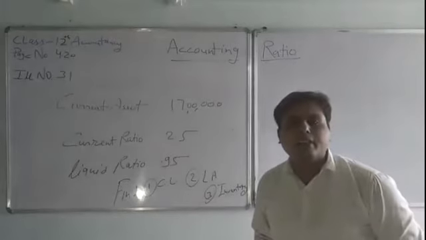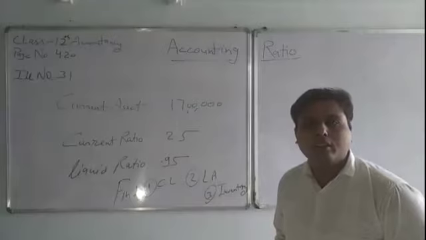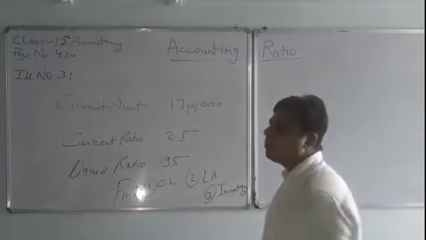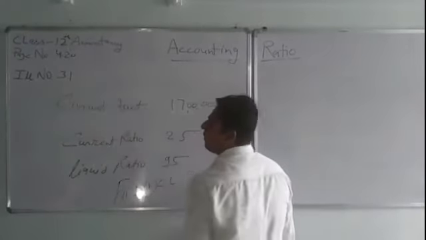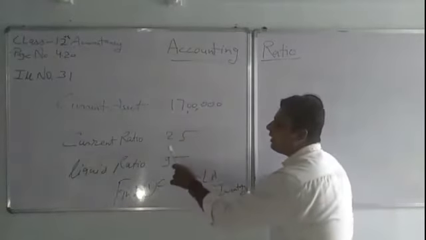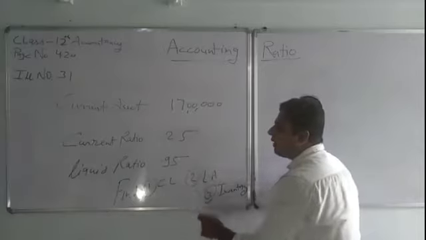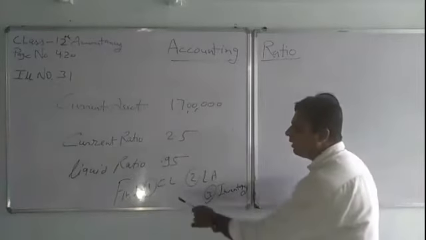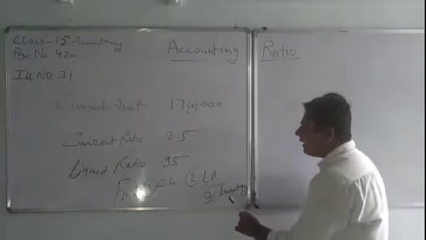So here we are starting with our new video lecture. We are moving toward our illustration number 31, page number 4.20. The question is given to us: current asset 17 lakh, current ratio 2.5, liquid ratio 0.95, and we have to find out current liability, liquid asset and inventory.